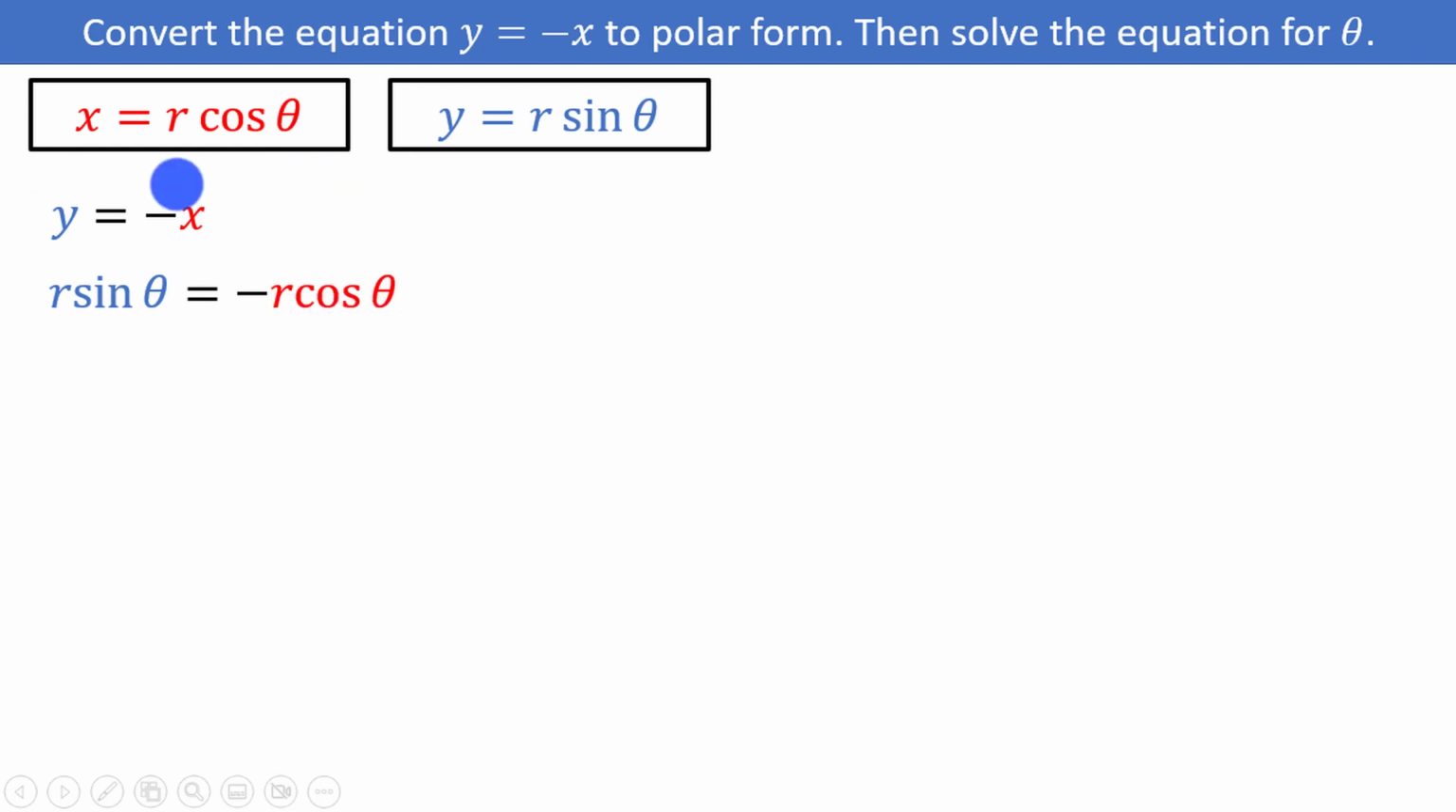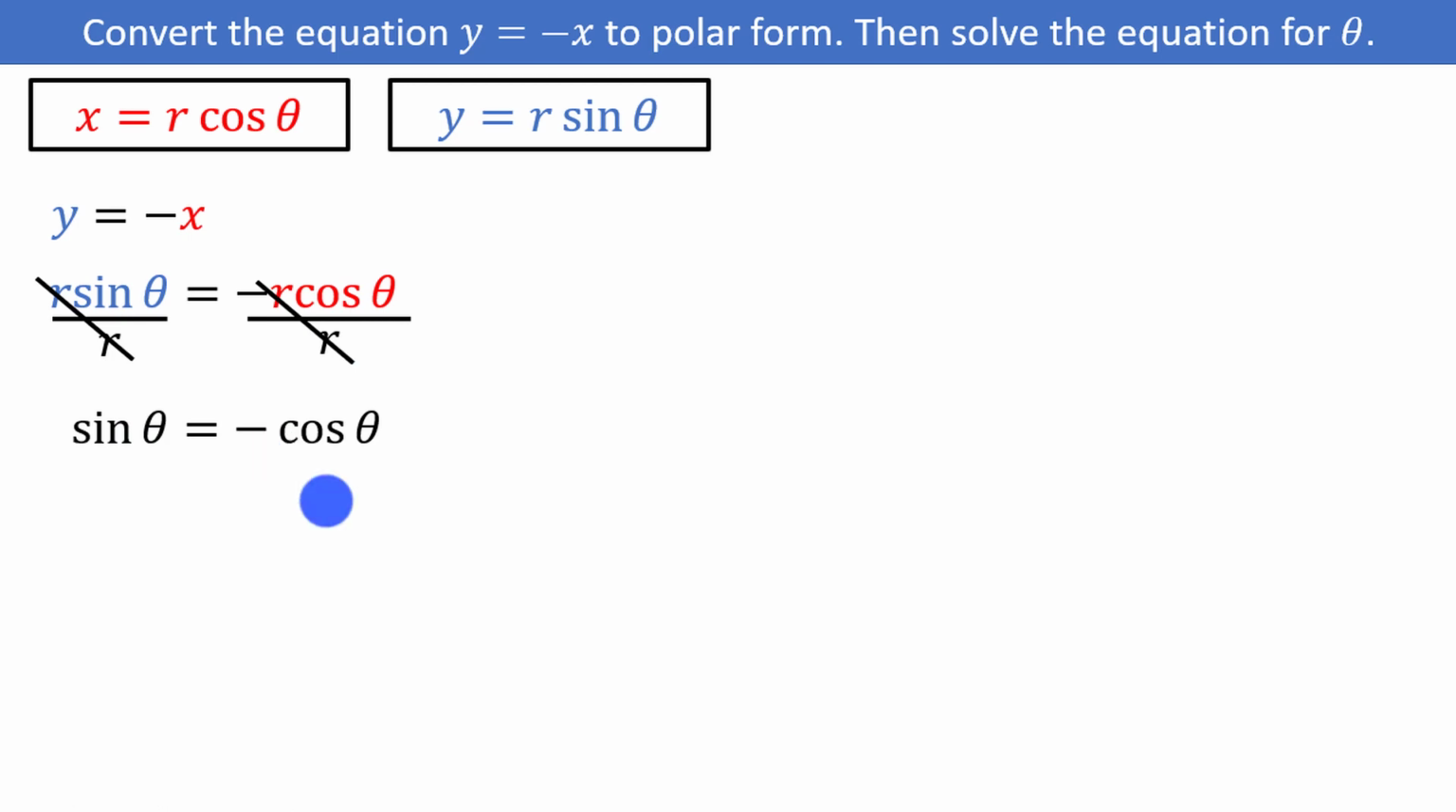We have r's on both sides of our equation, so we can divide by r to cancel them. That will leave us with sine of theta is equal to negative cosine of theta. Now it might be a little bit unclear what you should do next. There are a few different approaches.